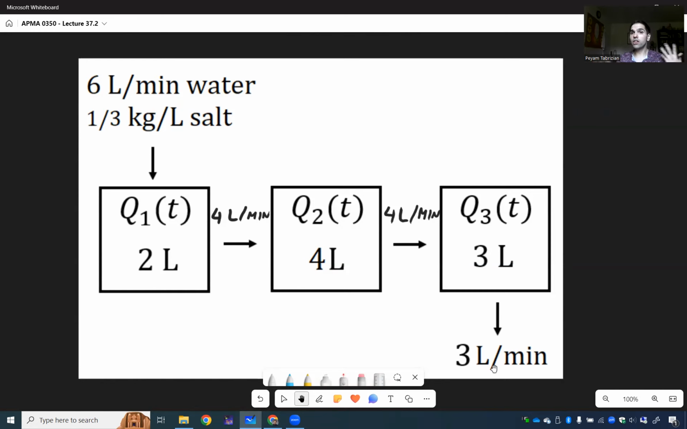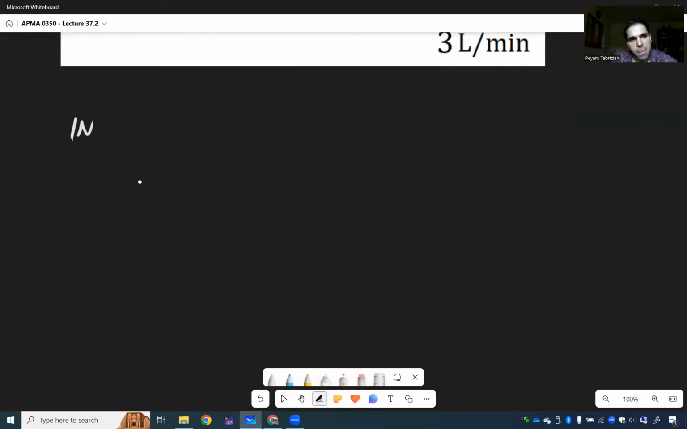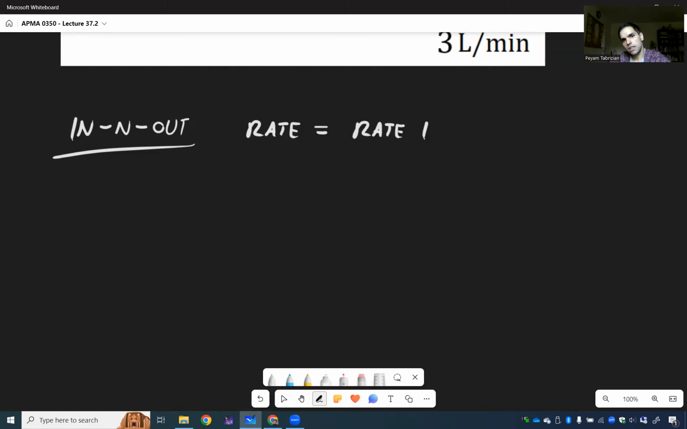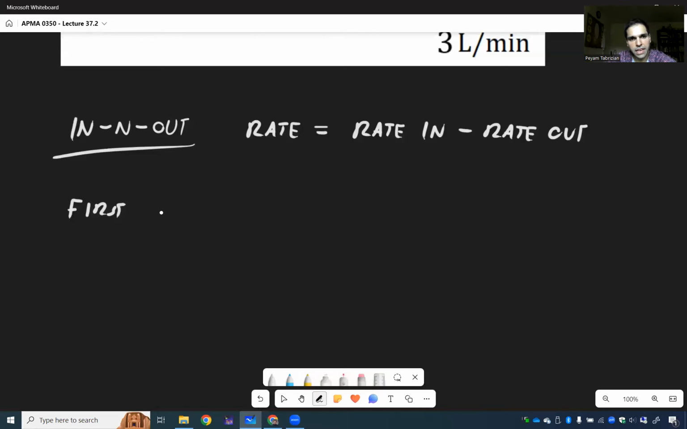Now, no matter what the configuration is, always think how much is going in and how much is going out. So we want to use the in and out equation. And out, not the burger place, but the math equation, meaning that the rate equals rate in minus rate out. So let's look at the first tank.